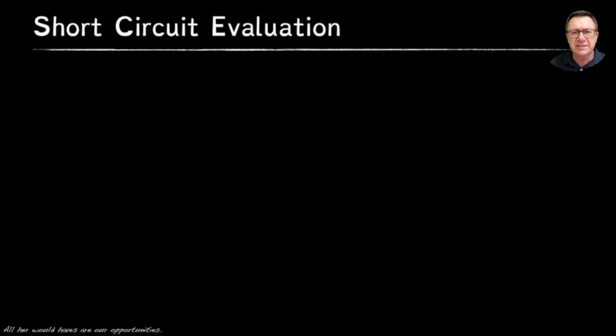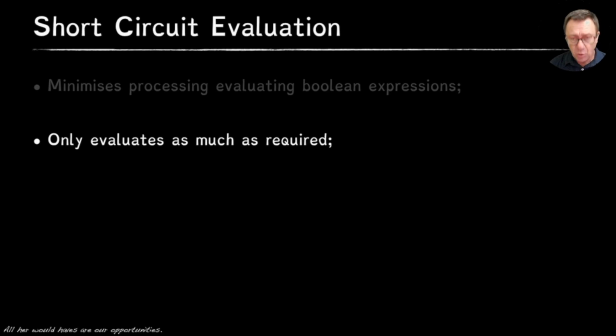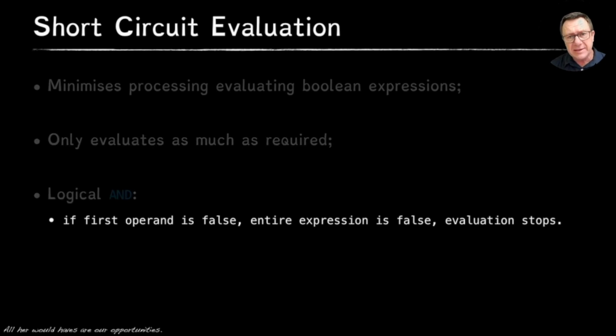Now, Java uses this amazing thing called short circuit evaluation, okay? What it does is it minimizes the processing when it comes to Boolean expressions. And what do I mean? Well, only as much as is required gets evaluated. No more. We don't need to. So with logical and, if the first operand is false, the entire expression is false. If you go back to our truth table and look at that.